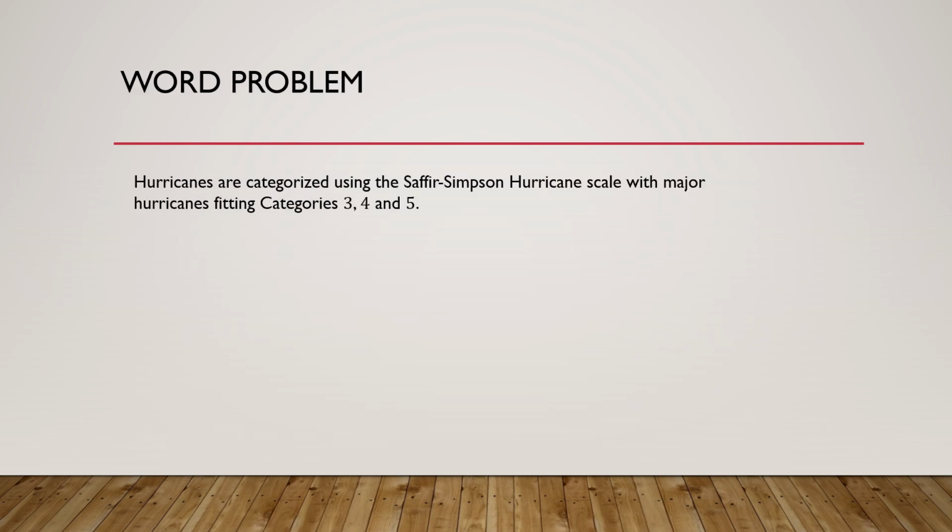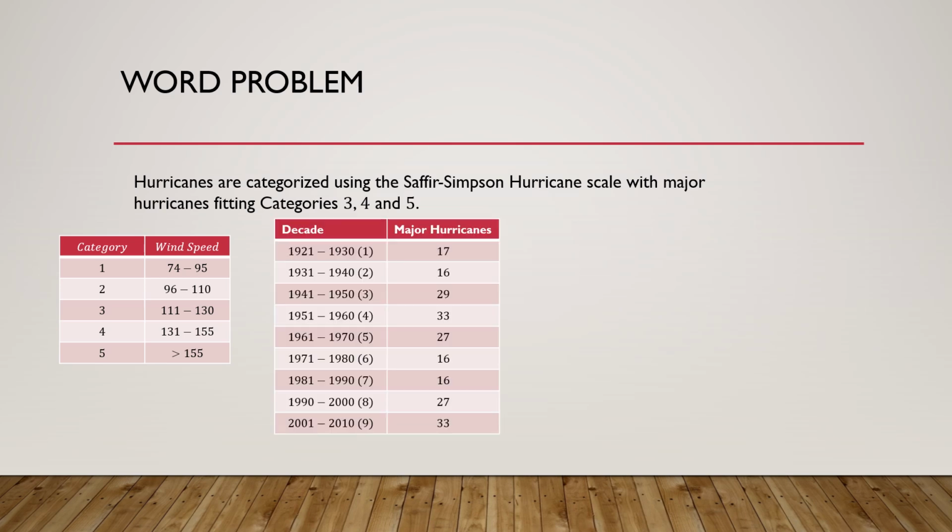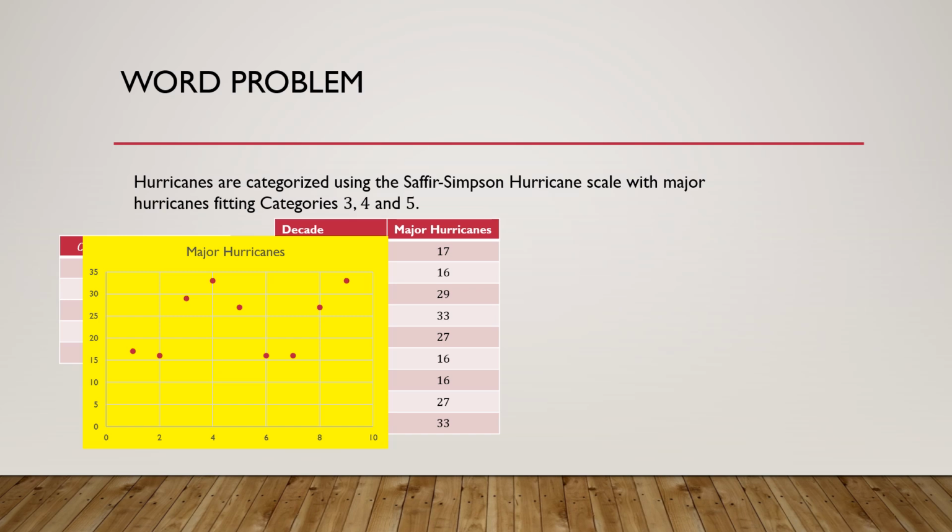In this example, we start with a study of hurricanes. Hurricanes are categorized using the Saffir-Simpson hurricane scale, with major hurricanes fitting into categories 3, 4, and 5. The graph depicts the number of major hurricanes in each decade from 1921 to 2010. First, we use a scatter plot to plot the data using the decades on the horizontal and the number of hurricanes on the vertical.